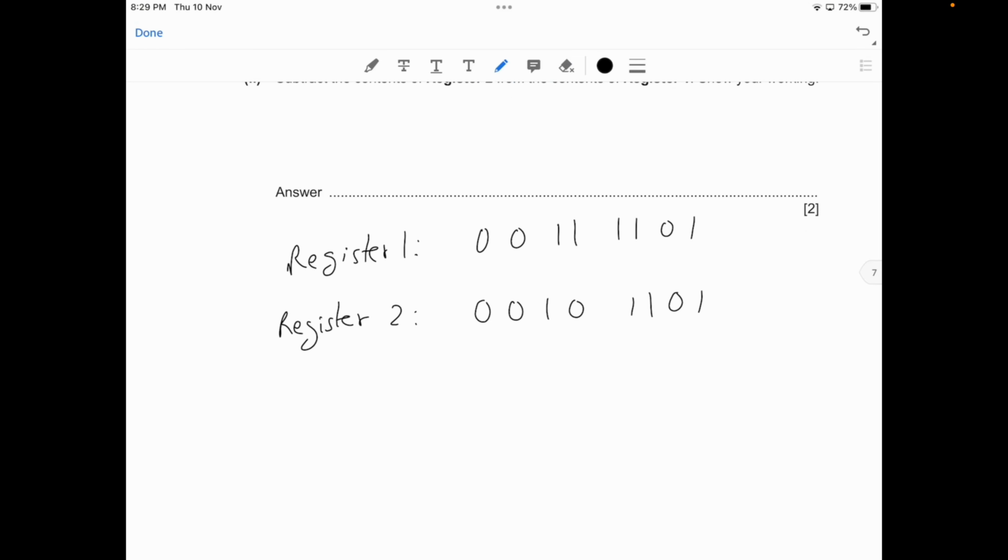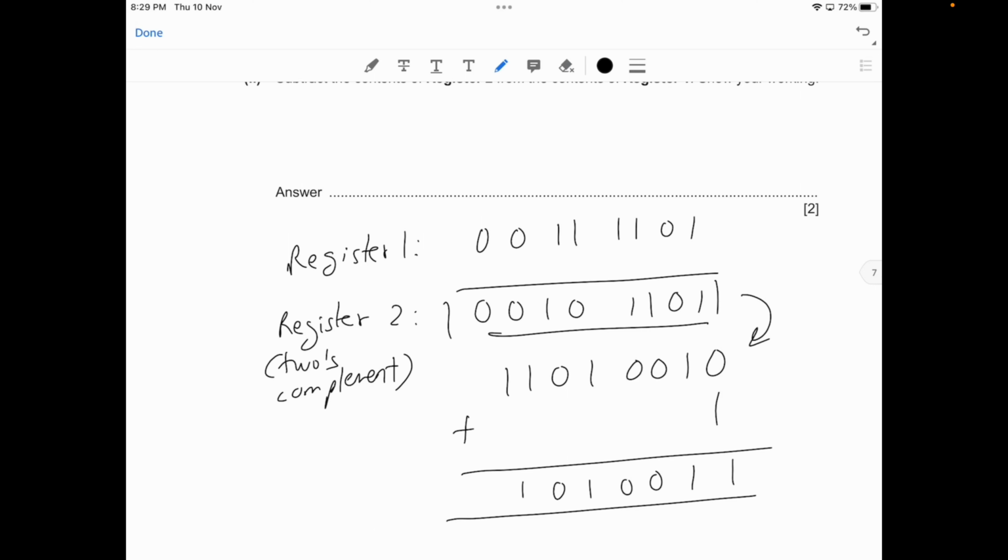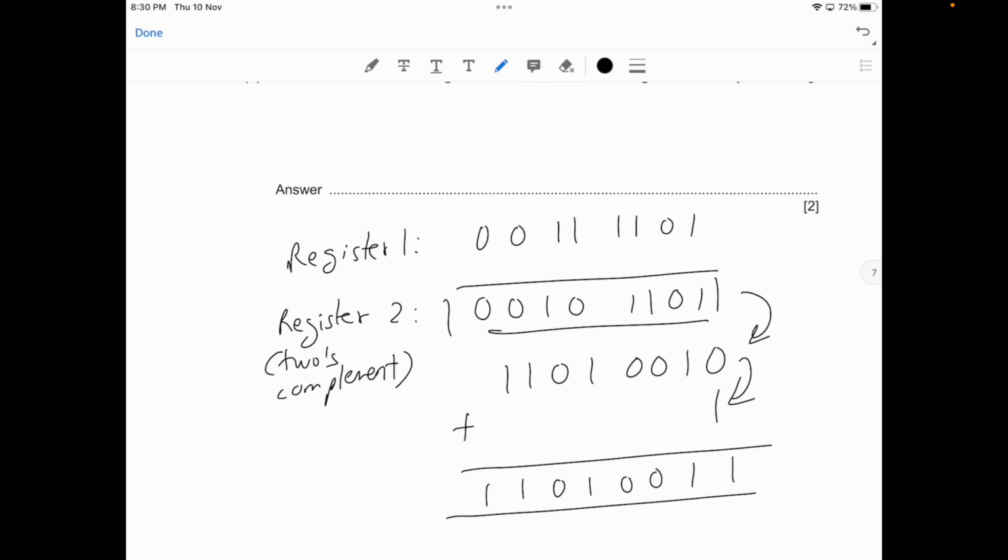Now register 2 is where we're going to apply 2's complement. This is very important. What I mean by this is, first of all, we're going to switch the values here to 1 1 0 1 0 0 1 0. Switch, 1 becomes 0, 0 becomes 1. That's how we have done this. So we just inverted it. And then add a positive 1 to that. This is going to give you 1 1 0 1 0 0 1 1. Just add 0 plus 1, that's going to give you a positive 1.